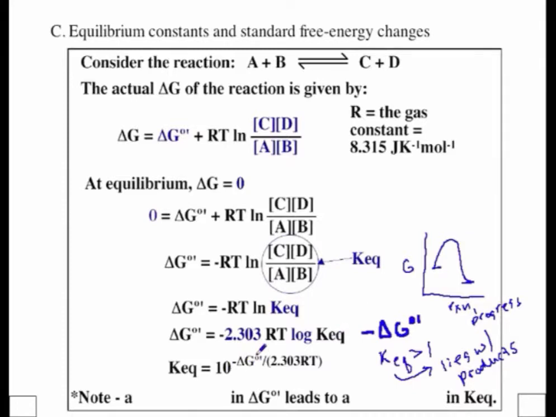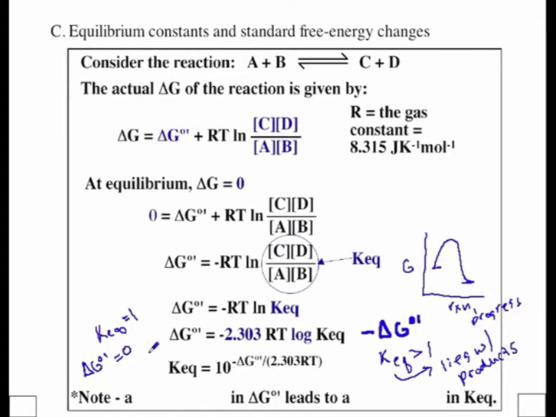If this delta G naught prime is 0, the KEQ is 1. So KEQ equals 1, where delta G naught prime is 0. So the two really do relate to one another, and by knowing the equilibrium constant, we can also calculate the delta G, or vice versa. This is a fantastic equation, and one that I guarantee you will see again.